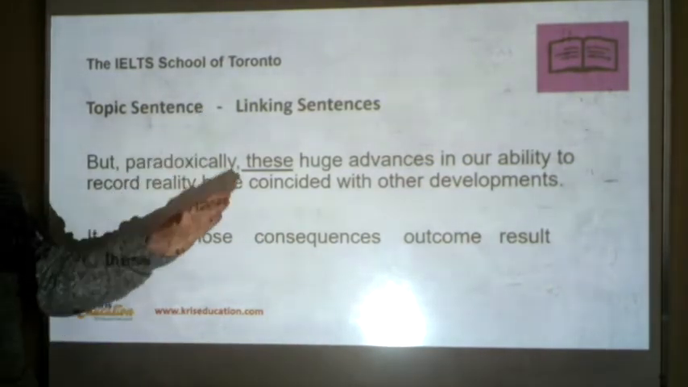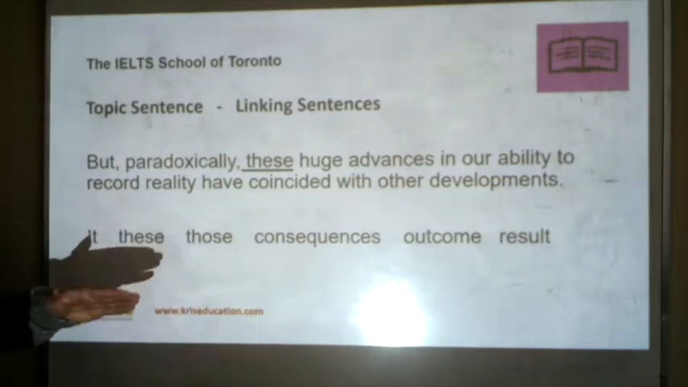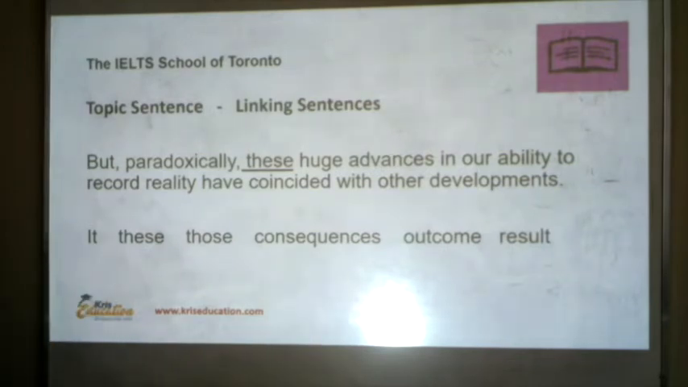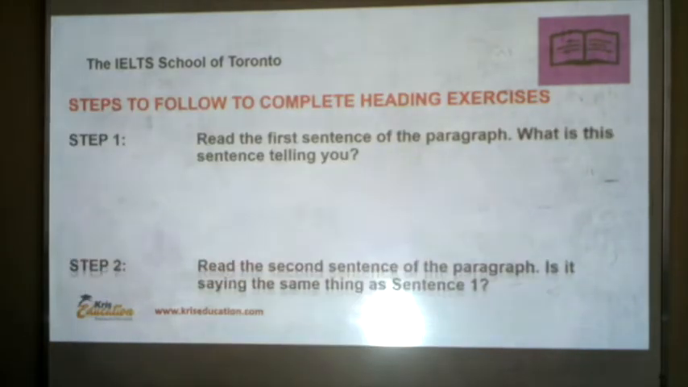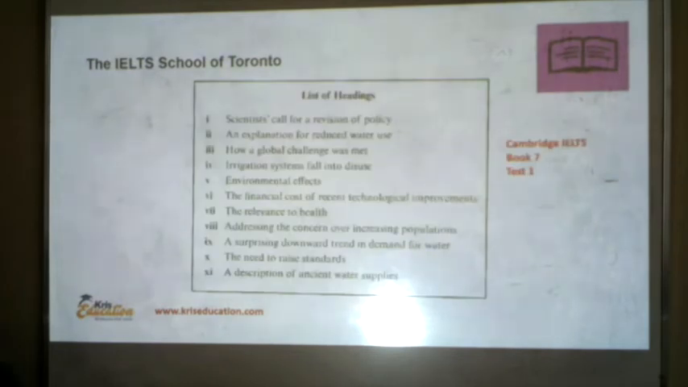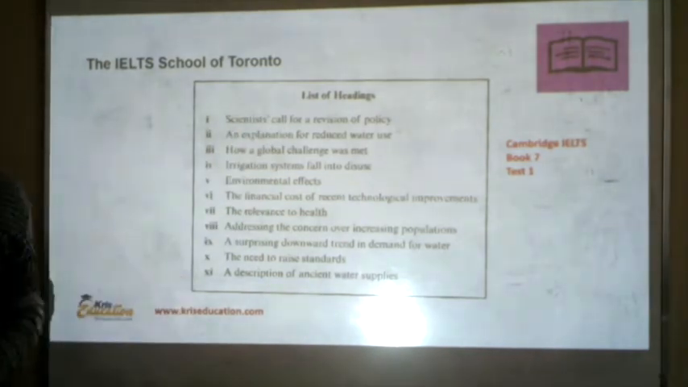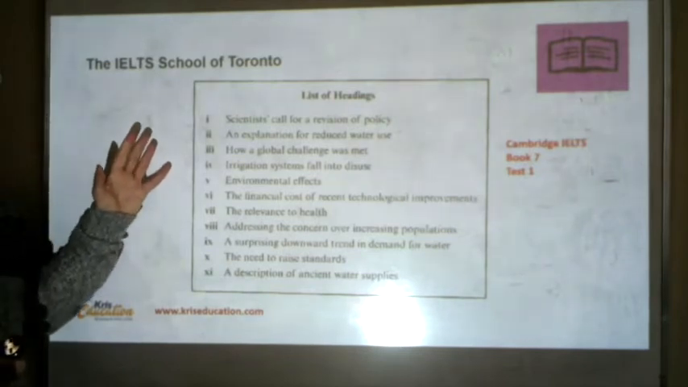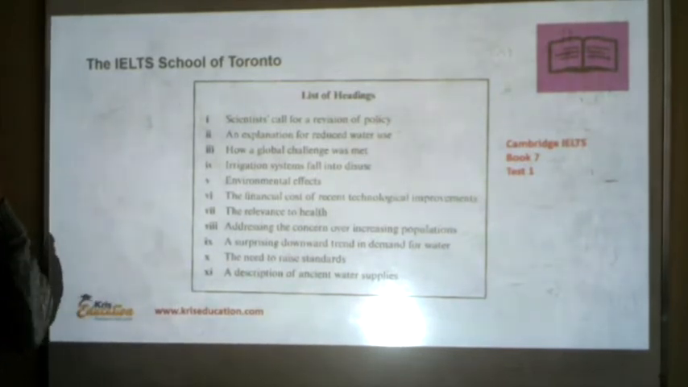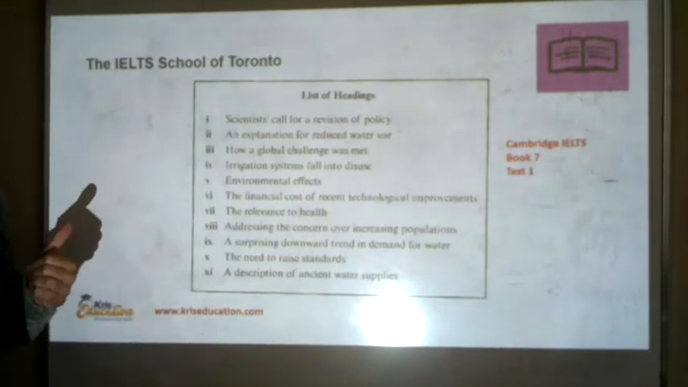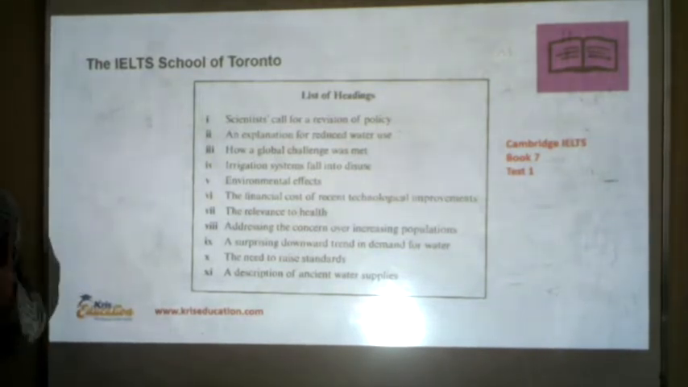Alright, after explaining these points, let us now complete a couple of heading exercises, actual IELTS reading exercises. So this is the list of the headings given. We are using Cambridge IELTS Book 7, Test 1. It is very, very important to use the Cambridge books. Cambridge has a series of books from 1 to 14, and particularly Cambridge IELTS 7, 8, 9, 10, and so on till 14 are very useful.